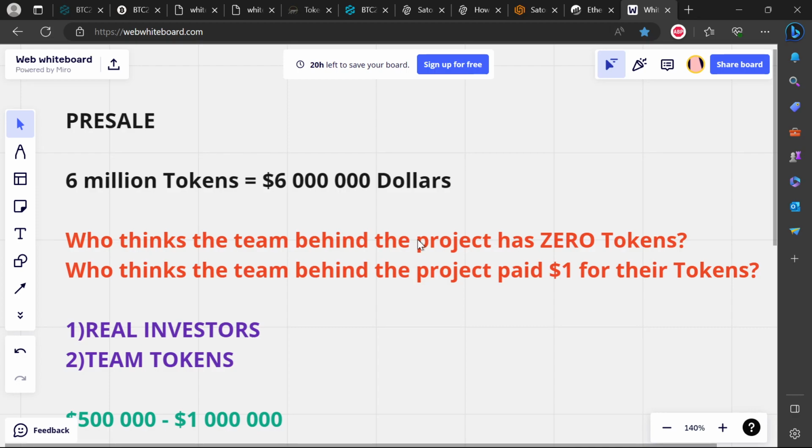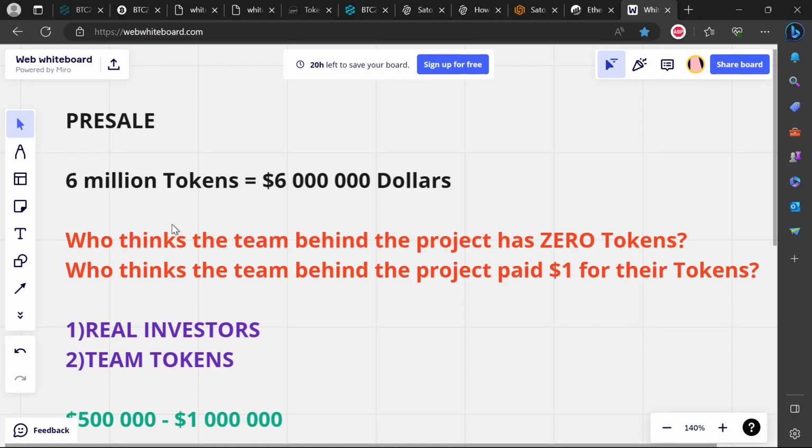So now, which brings us the question, who thinks this team, the team behind the project, also paid $1 for each of their tokens? Because their tokens are part of the 6 million. You see, their tokens are also part of the 6 million. Because I've checked the contract. The contract is good. There's nothing wrong. But here's the caveat. The contract was created after the pre-sale. Because the pre-sale is the root of the scam. If the contract was part of the pre-sale, whereby you can actually see who already has tokens, it wouldn't work. It's a genius scam.